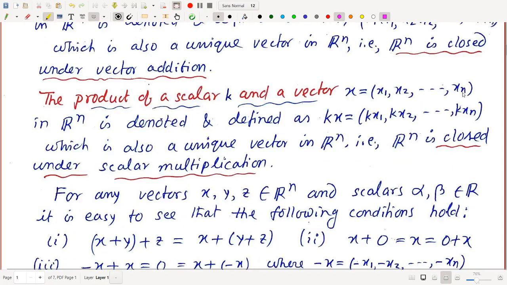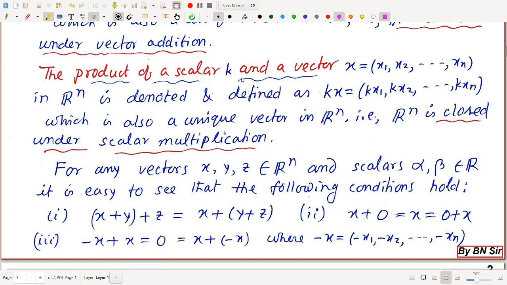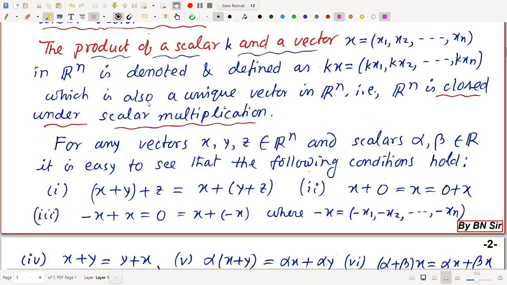R^n is closed. The product of a scalar k and a vector. Scalar means k, a real number, and vector x means this is an n-dimensional vector (x1, x2, ..., xn) in R to the power n. It is denoted and defined as the product of k and x: kx equals (kx1, kx2, ..., kxn), meaning k is multiplied with every component. k goes inside. So this is multiplication of a vector by a scalar. This is also a unique vector in R to the power n, because every component is a real number. Therefore, we can say that R to the power n is closed under scalar multiplication.